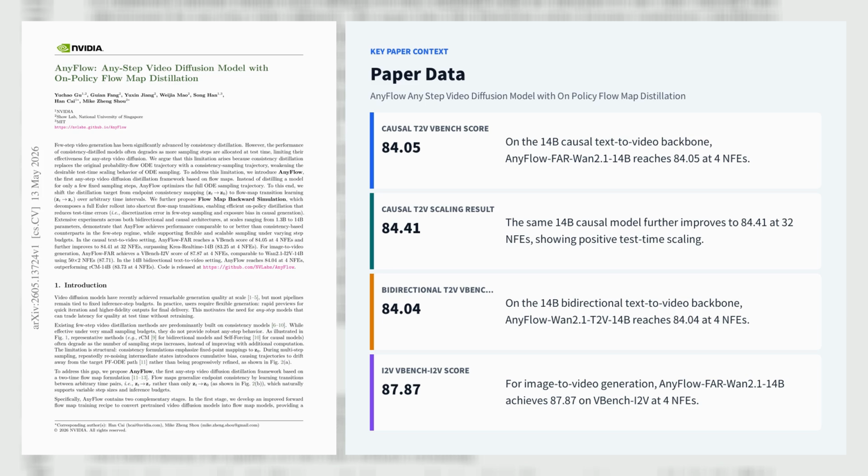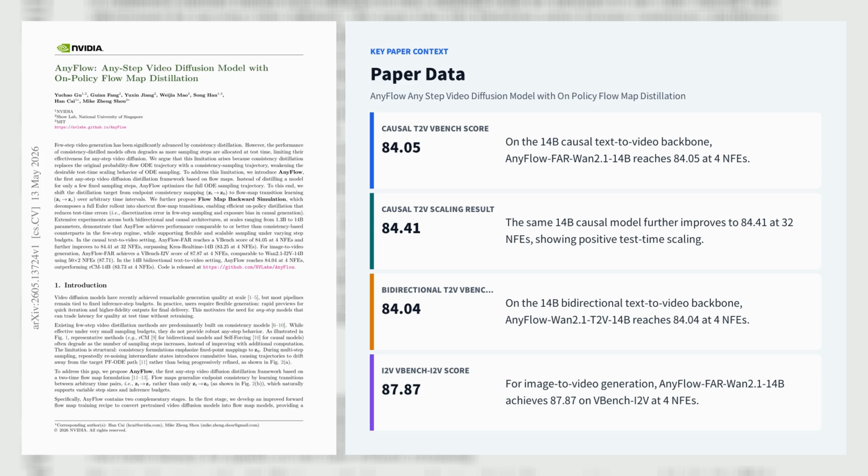The method has two stages: improved forward flow map training, based on a MeanFlow-style objective with interpolated time step conditioning, guidance-fused training, and adaptive loss reweighting, and on-policy flow map distillation using DMD-style reverse KL supervision. Its main novelty is flow map backward simulation, which decomposes a full Euler rollout into shortcut transitions using the composition property of flow maps, reducing both discretization error in few-step sampling and exposure bias in causal generation.